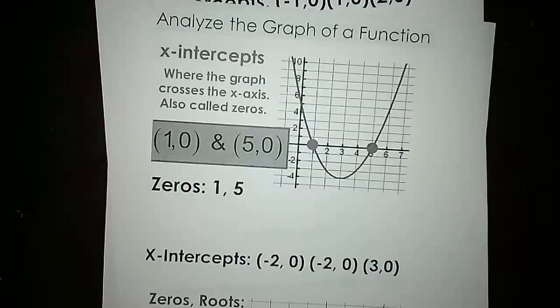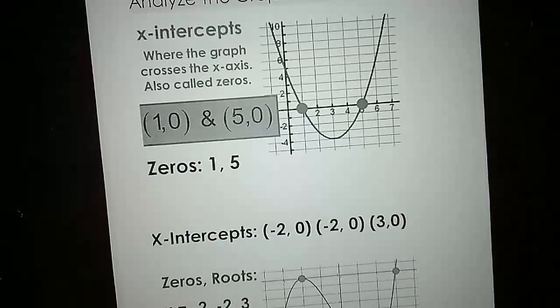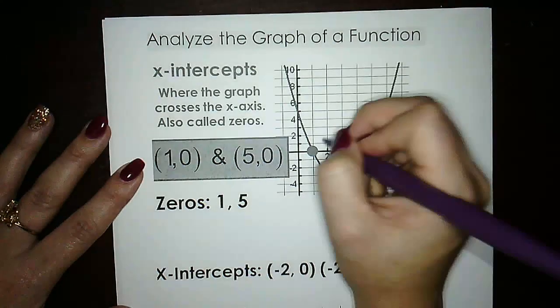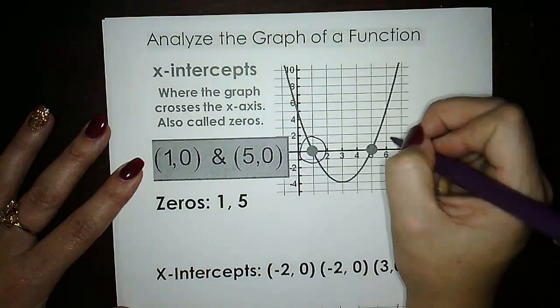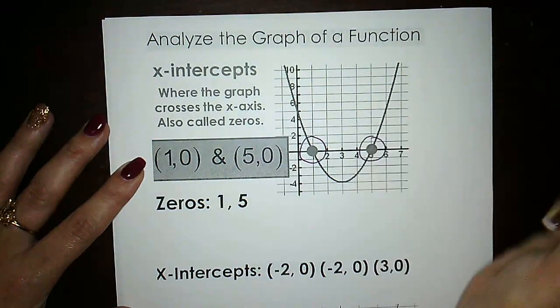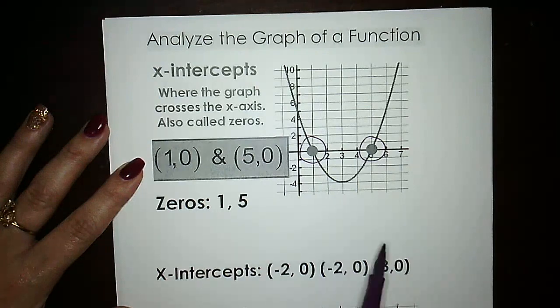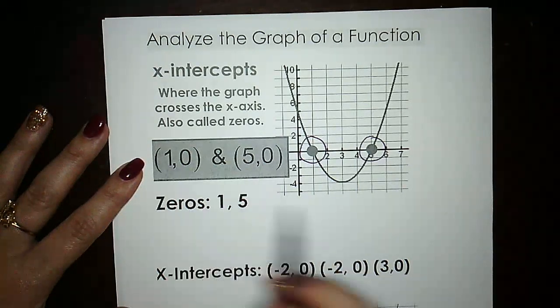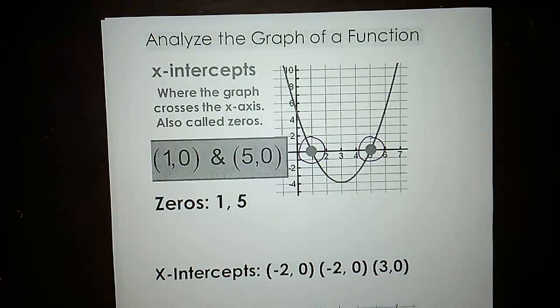So if we look at another example, we look at this one, we can see that the function or graph is crossing at 1, 0 and 5, 0. So the x-intercepts are 1, 0 and 5, 0, or our zeros are 1 and 5. Either way. So this is written in coordinate form or just written out the zeros.